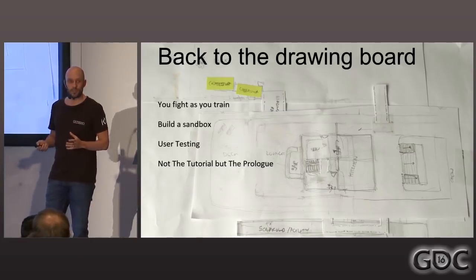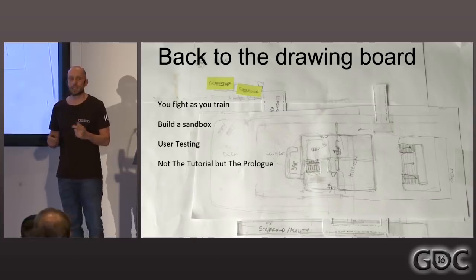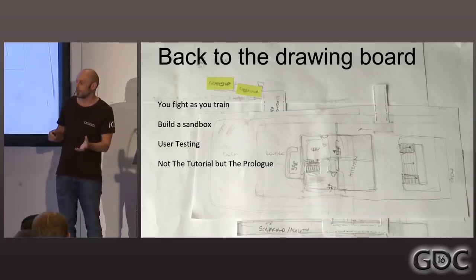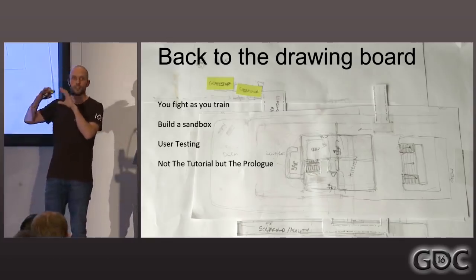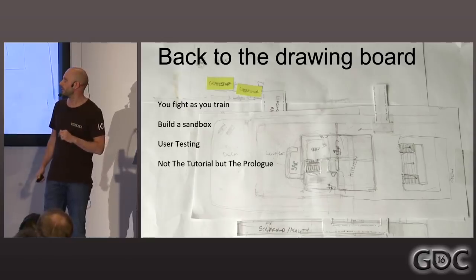Because this is something different. People came to me and said, okay Jakob, we're going to put this mechanic in the tutorial. They had this linear, compartmentalized mentality about the whole tutorial, so we had to call it something else.